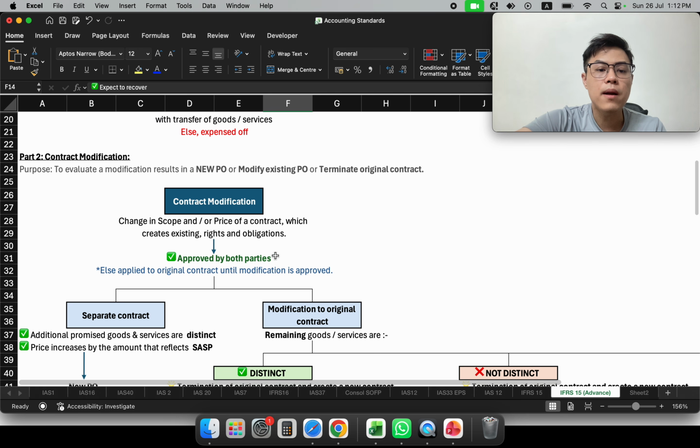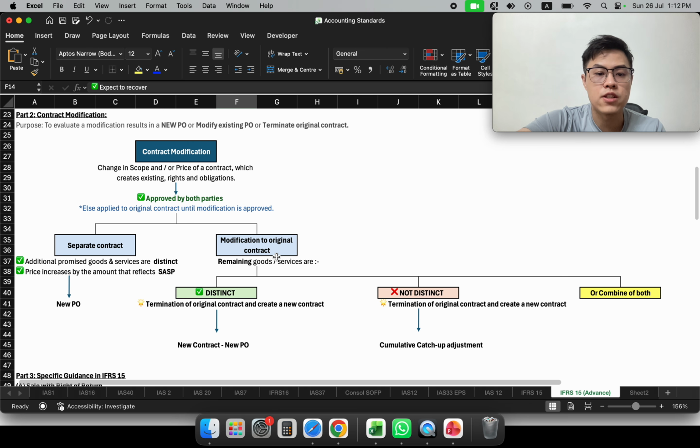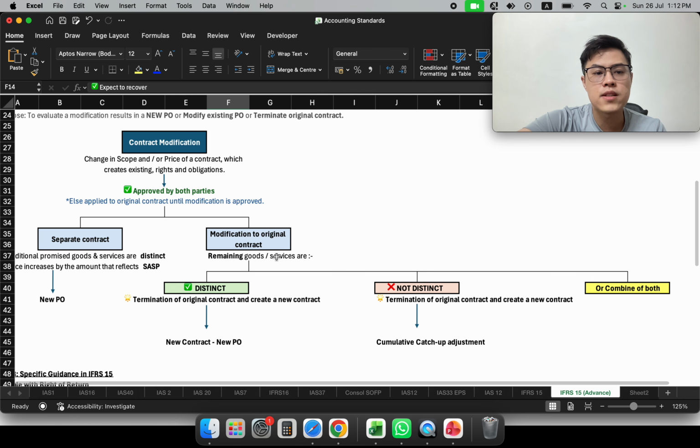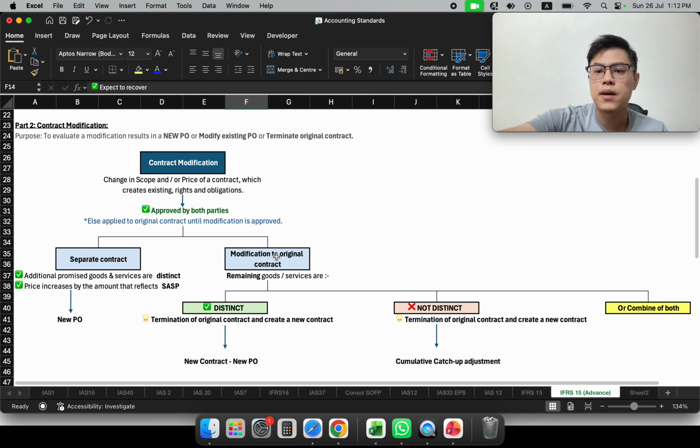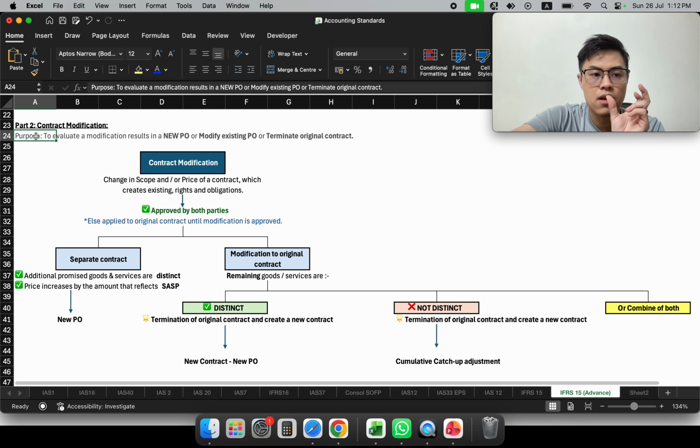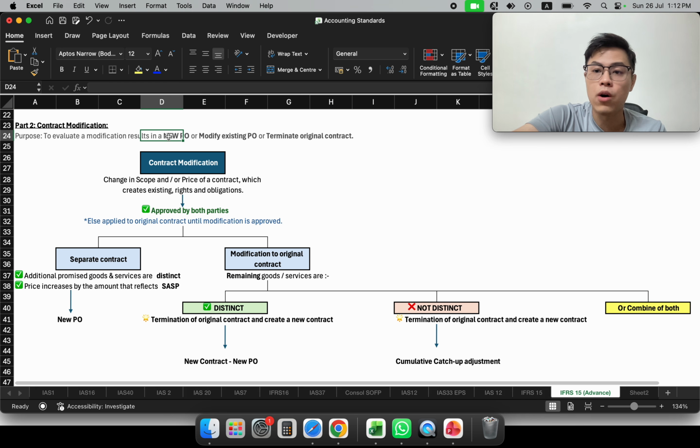And for the second part of today, we will look at these contract modifications. Contract modifications can sometimes be very difficult, because here we can actually see there are a few scenarios. The purpose of this particular section is for us to evaluate whether these modifications will result in a new PO, a modification of an existing PO, or terminating the old contract and creating a new contract. So we will need to look at it.